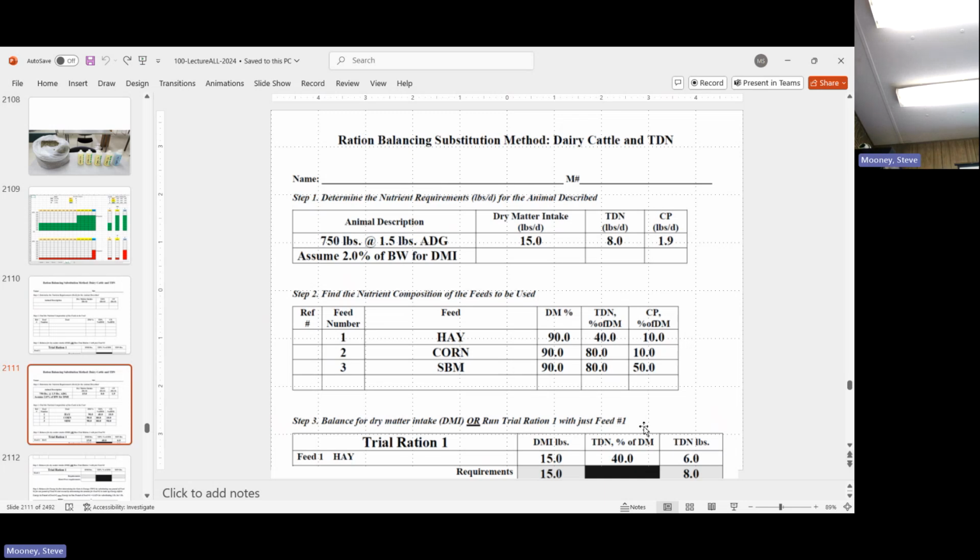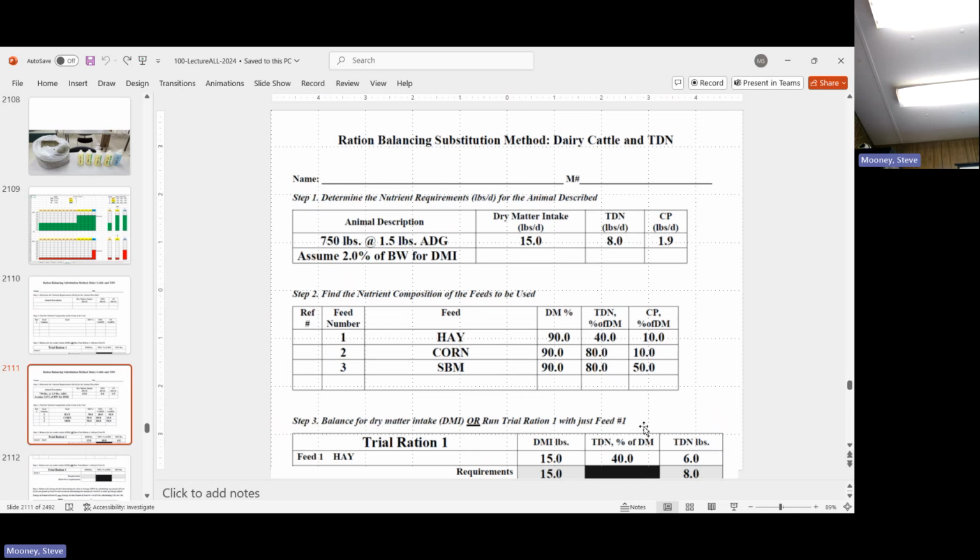Then our feed number. What is our feed 1? Hay. What category is it? It's going to be a forage. Feed 1 is always a forage, so that's hay, haylage, corn silage. Feed 2 is what class of feed? Energy. What do we know about our energy feeds? They are high in what? Energy, but low in protein.